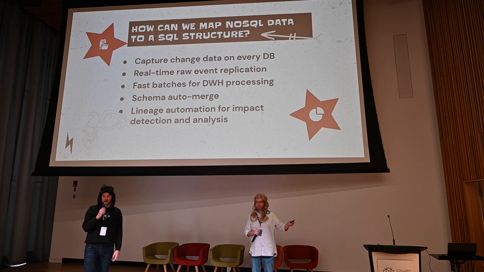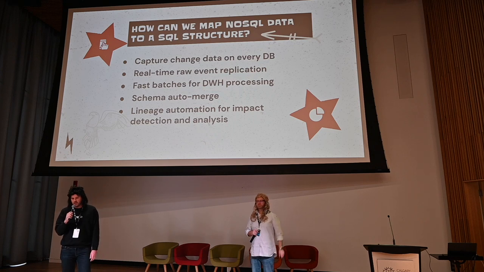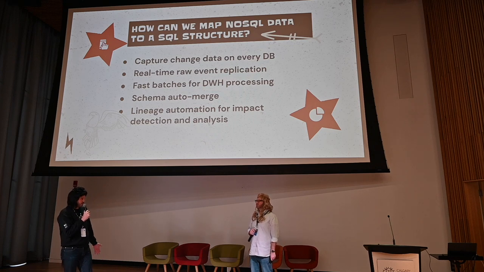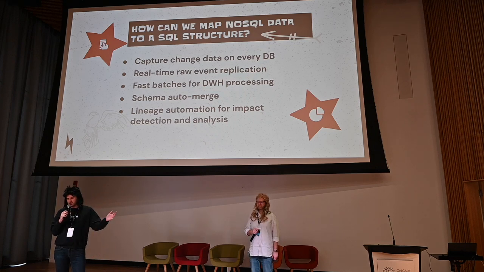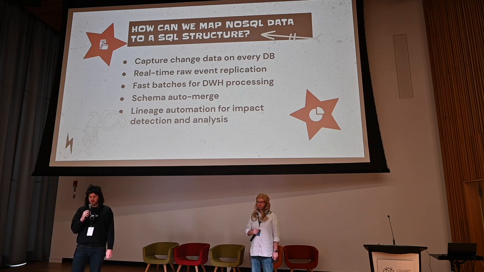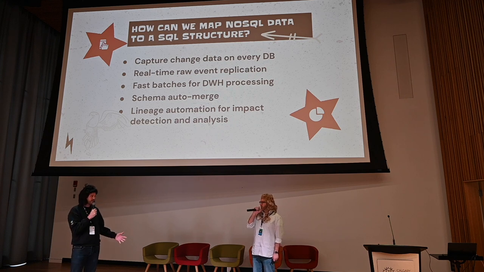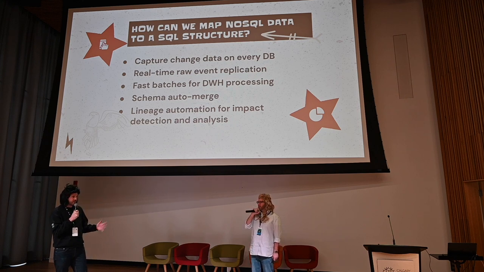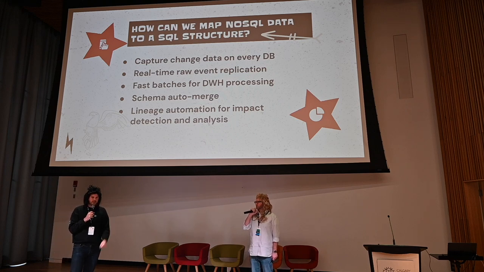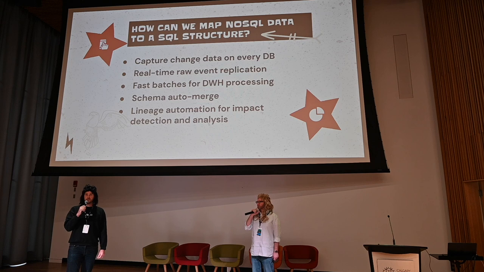What we tend to do is capture every event in real time and move it to a giant bucket, which I already alluded to, that has the history of Neo, like one big storybook. And then we use fast batches to handle our data warehouse. So every 30 minutes, 15 minutes, or hour, based on the use case for the data, jobs are running, crushing that data into structured tables. And they're schema auto-merging at the same time.